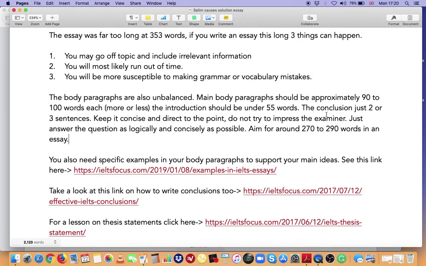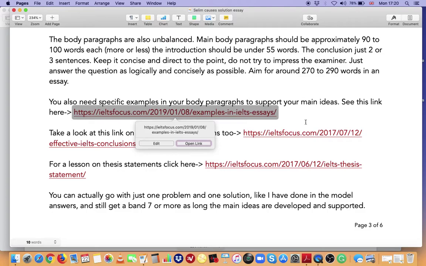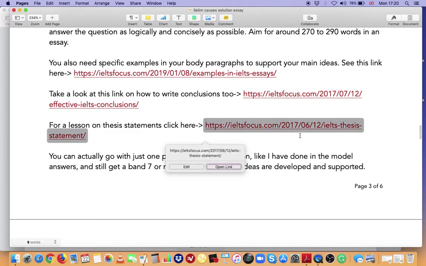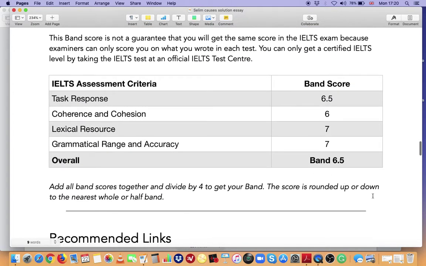So the body paragraphs need to be a bit more balanced, around about 100 words each approximately. And the conclusion is just 2 or 3 sentences. And I usually tell people to aim for around about 270 to 290 words. And I also gave him links here on how to add examples in body paragraphs, how to write a conclusion, and how to work on his thesis statement. So he got around about band 6.5 from that. And it was task response, coherence, cohesion, which was a little bit weak there.